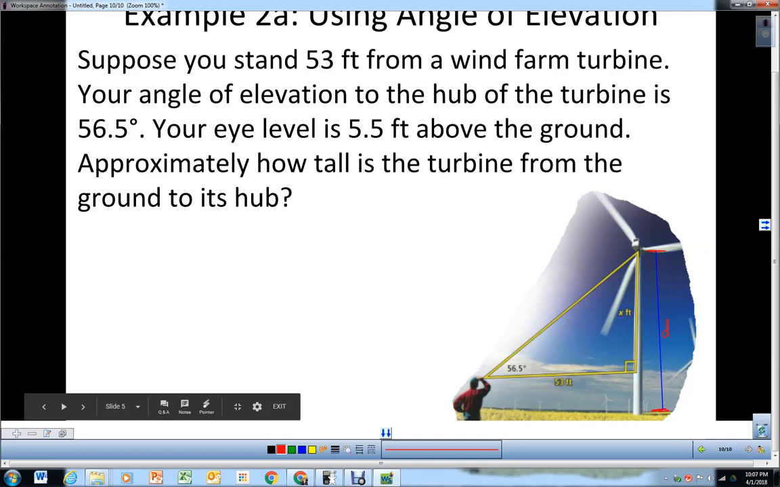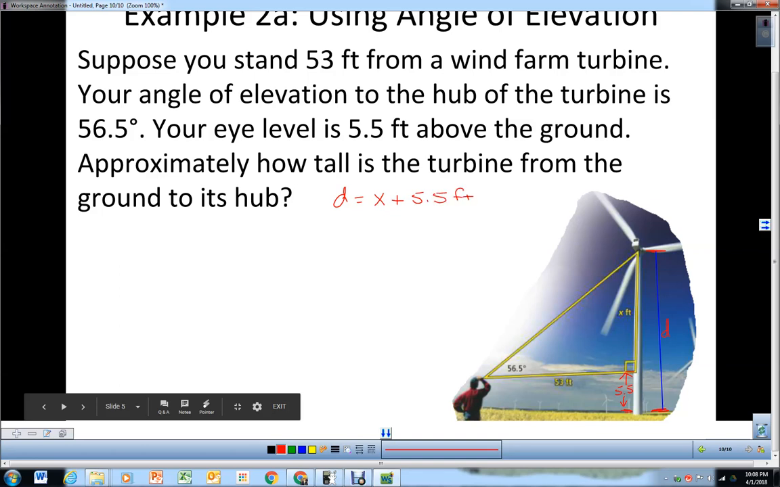Well, if we set up our right triangle trig, we can find the value of x because we know how far this person is from the base of the turbine. We know the angle of his eyes, but that only gives us here. What they also gave us is that from here to here is 5.5 feet, which means we're going to need to add this on to our final value of x. So the distance D is going to be found by taking whatever we get for x plus 5.5 feet.